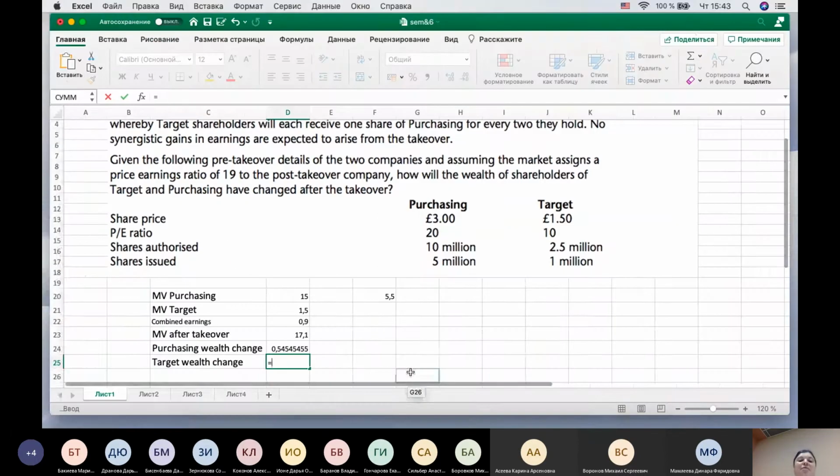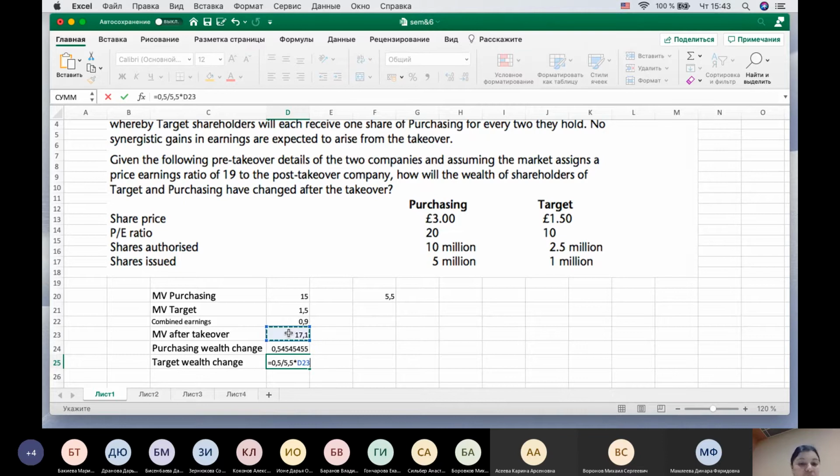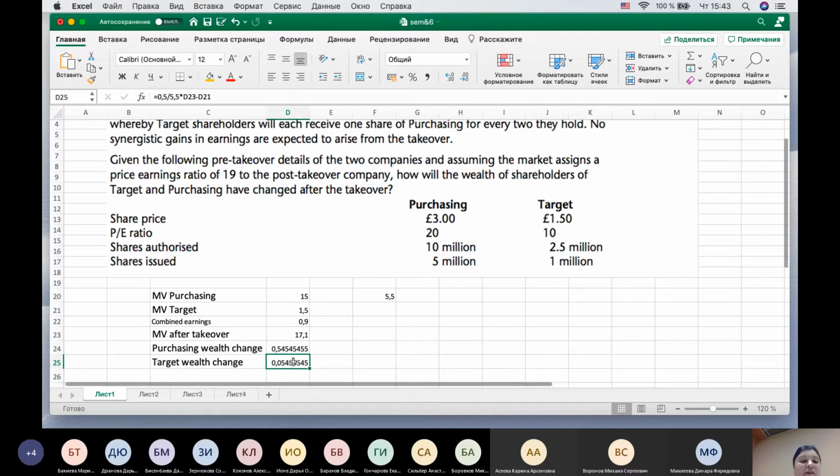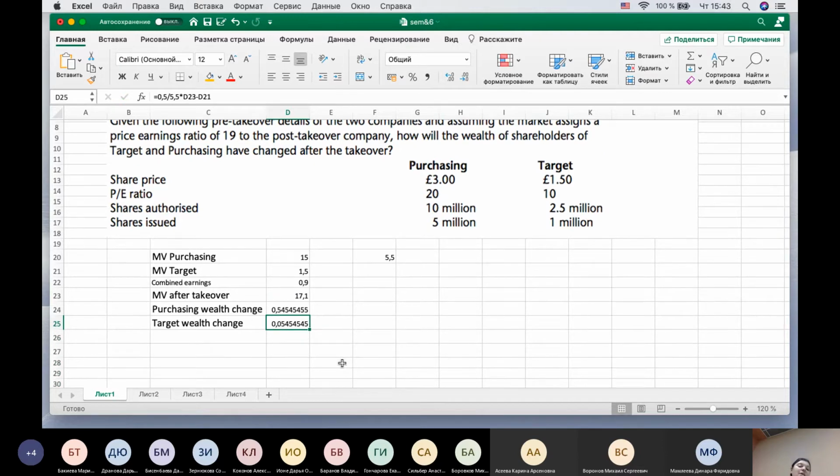The same mechanism, the same construction we'll use. It will be the amount of shares distributed to the target company. It will be 0.5 in total amount of shares divided by 5.5, multiplied by our total market value of the company, minus the market value of the target company in the previous scenario. And certainly it will be the gain, the benefit that both groups of shareholders have gained in this situation.